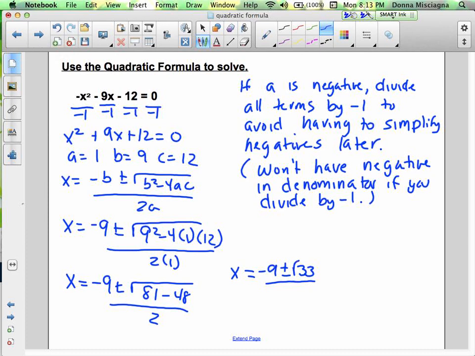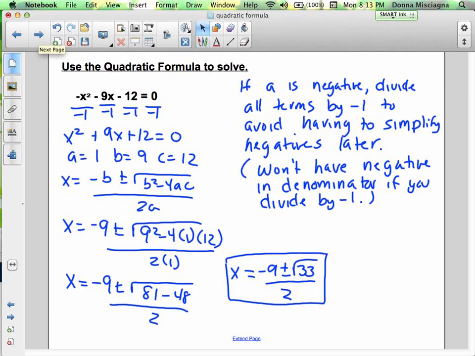But it is a radical. Square root of 33, all divided by 2. That's our final answer because although 33 is not a prime number, it's 3 and 11, and so nothing's going to simplify there. And let's just take a quick look at this. Looks okay. That's our final answer there. So nice, easy one to end this with.